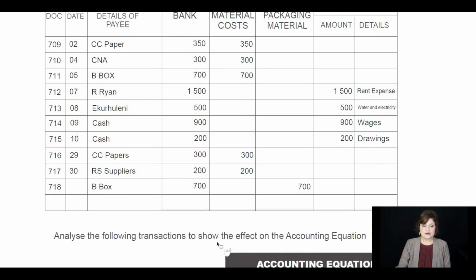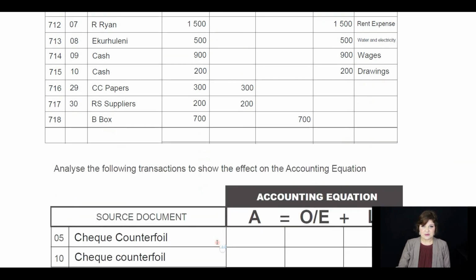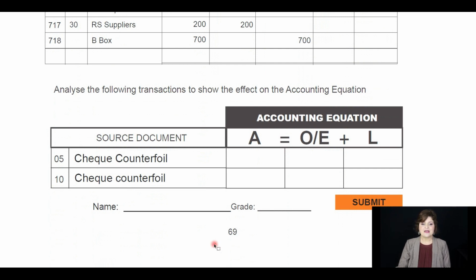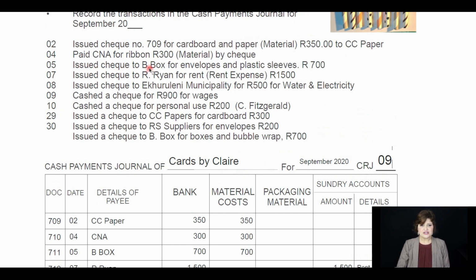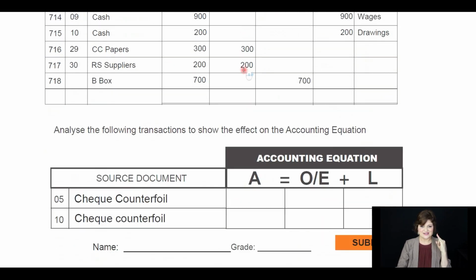We're going to now do the effect of some of these transactions on the AOL. If you will follow with me, we are looking at the effect of the transactions on the 5th and the 10th on the AOL. The source documents we know are check counterfoils. All right, so we can fill that in. So let's go and have a look now at the transaction on the 5th. Issued a check to B Box for envelopes and plastic sleeves, 700 Rand. All right, so we remember now that the 2 accounts that are affected are bank and material costs, okay, 700 Rand. So let's go down the bottom here.